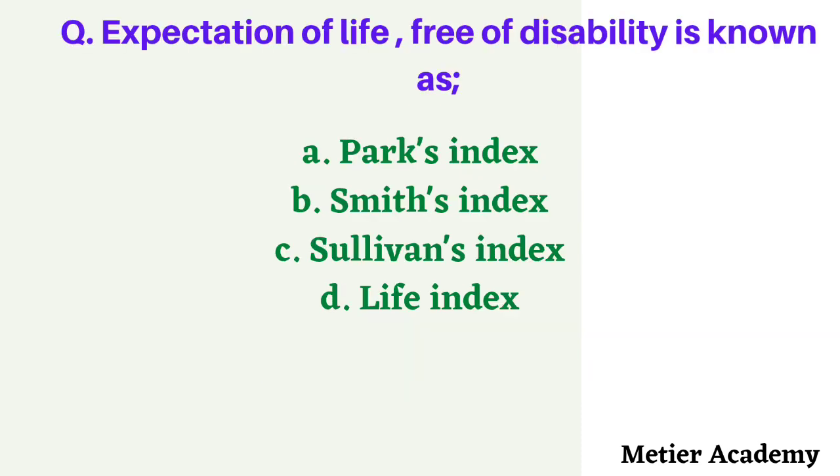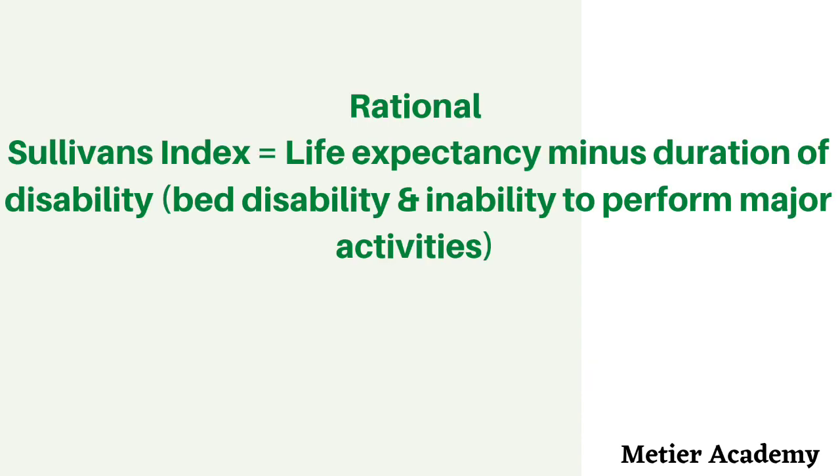Expectation of life free of disability is known as Parkes Index, Smith's Index, Sullivan Index and Life Index. And here the correct answer is option C, Sullivan's Index. So Sullivan Index means the life expectancy minus duration of disability. Life expectancy means how long the person lived. And duration of disability means during his lifespan how long the person had the disability. If you minus these two, you will get Sullivan's Index.